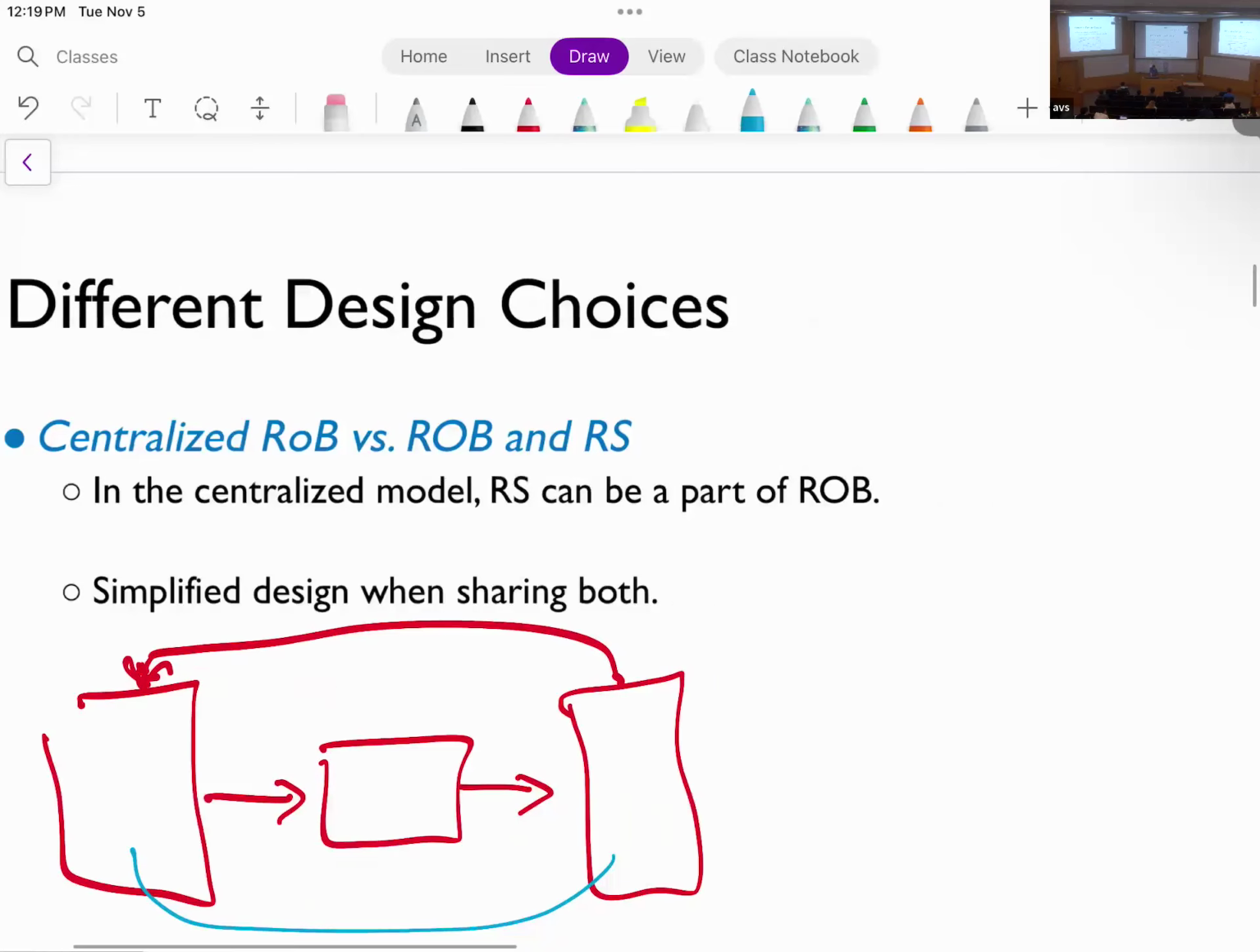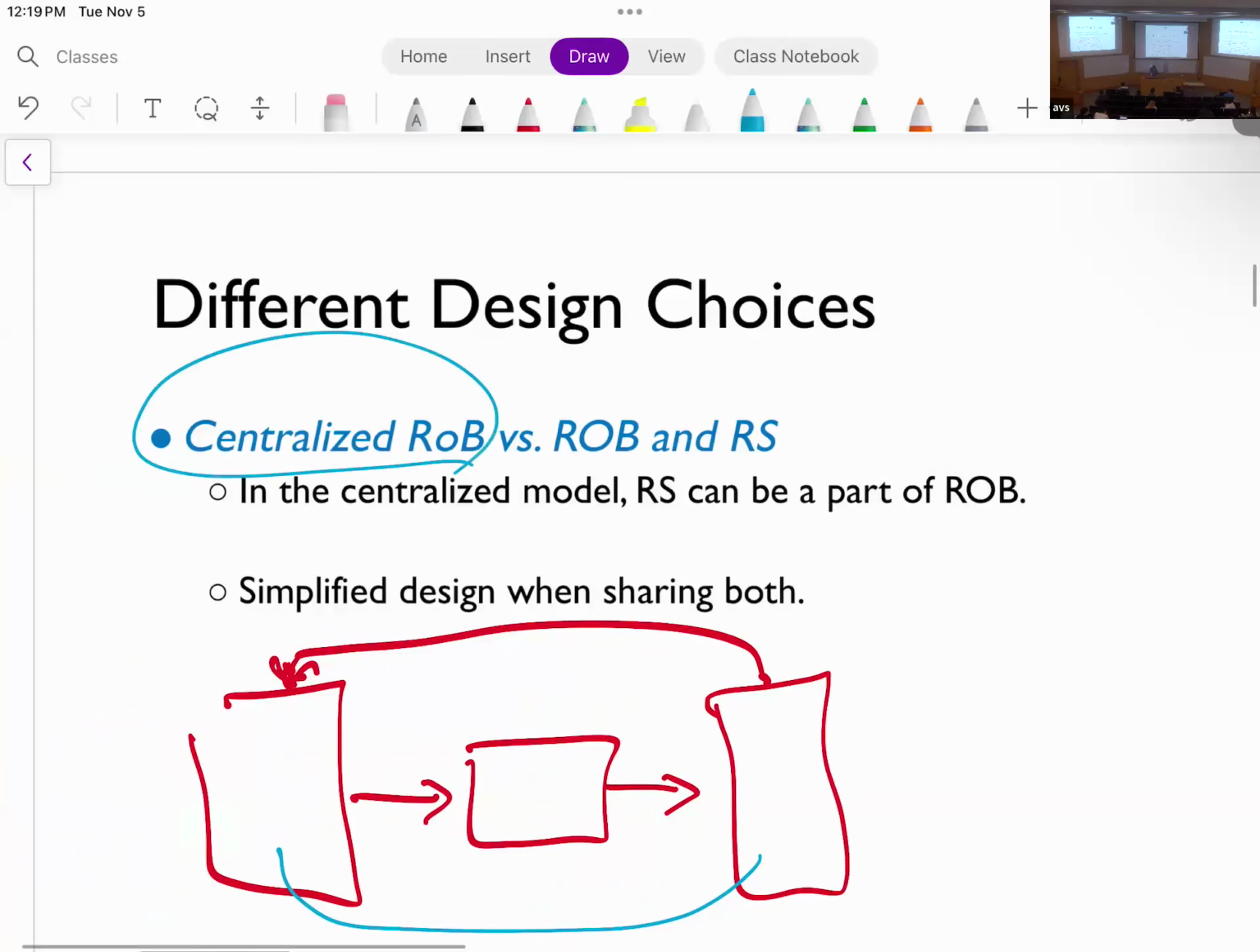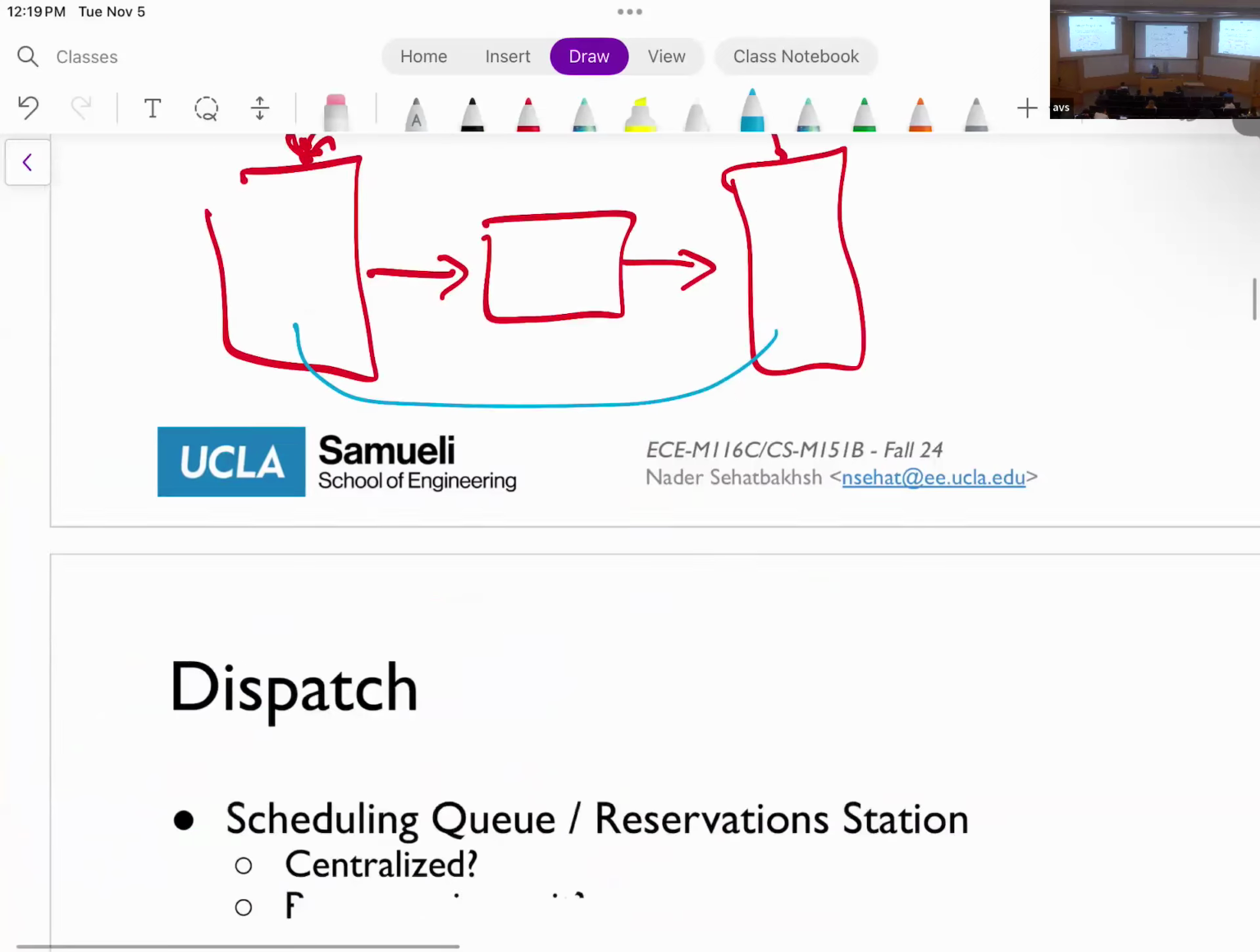It's called a centralized ROB design. The idea is that I can use the ROB as a reservation station as well. I just need to add a few more columns, and my ROB would be more than enough to keep track of everything. It seems redundant to have both a reservation station and a ROB, so many designs, including many modern systems, combine the two together into what they call the centralized ROB design.